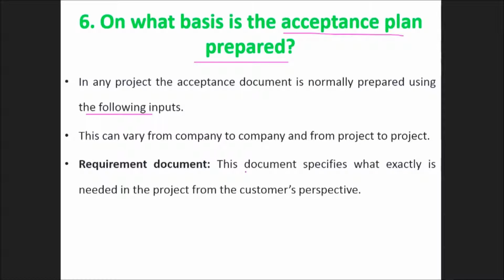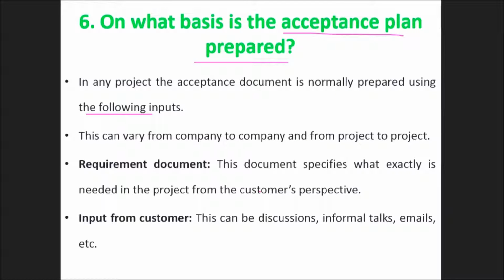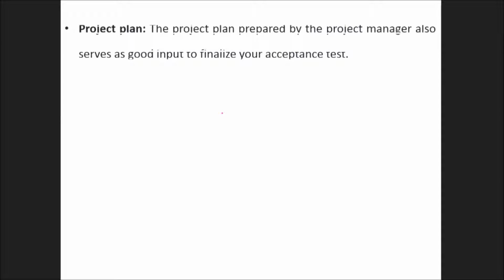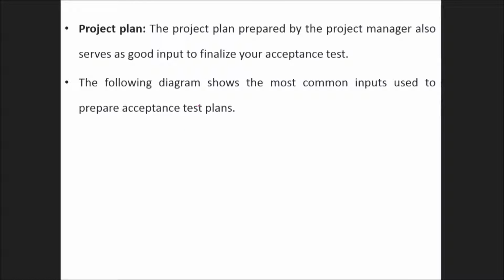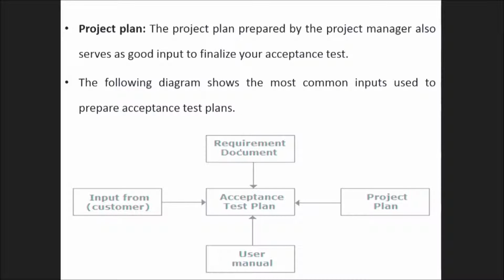So the requirement document specifies what exactly is needed in the project from the customer perspective, and input from the customer. This can be discussion, formal talks or emails. The project plan prepared by the project manager also serves as a good input to finalize your acceptance test, and this figure shows the most common inputs used to prepare acceptance plans. So requirement document, input from user, project plan, and these three combined together can be an acceptance plan along with the user manual.